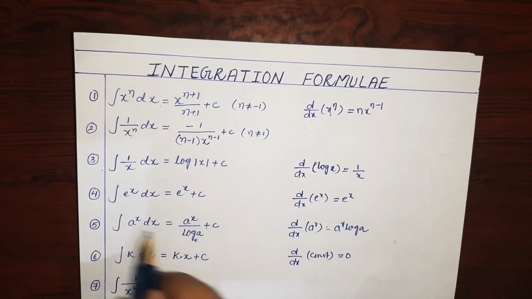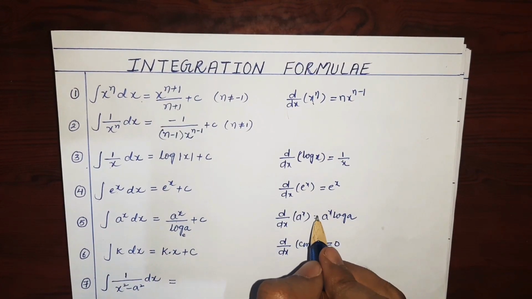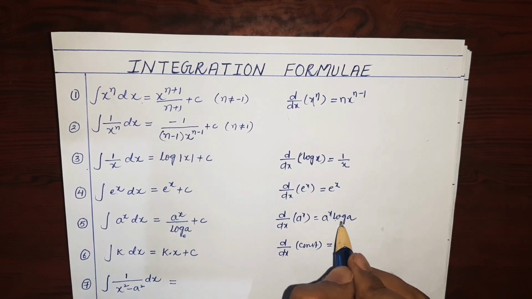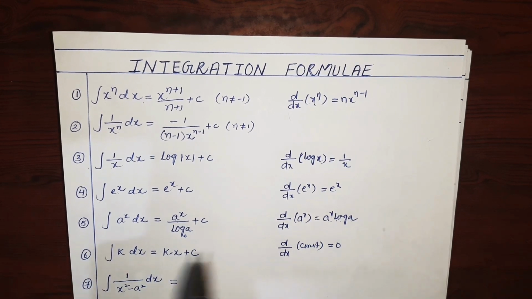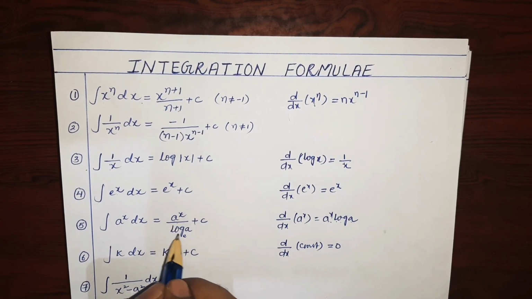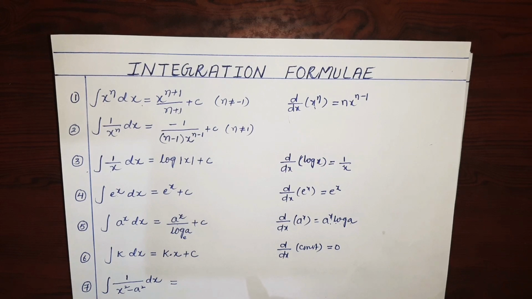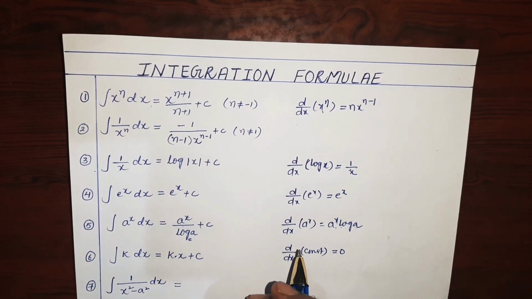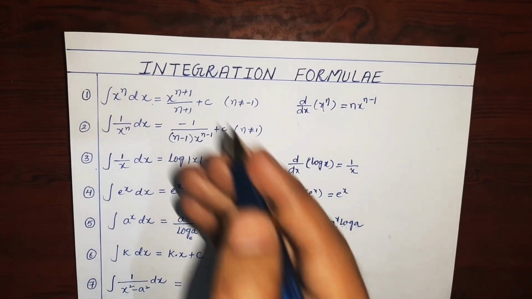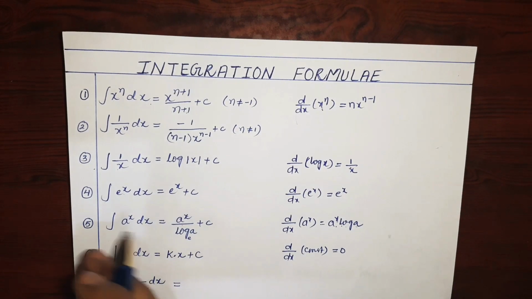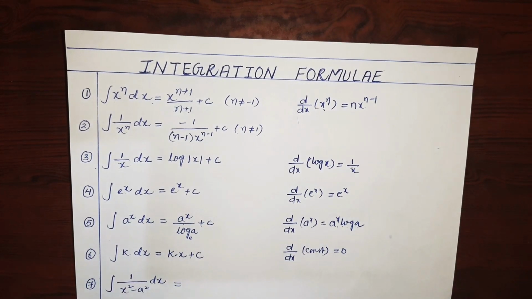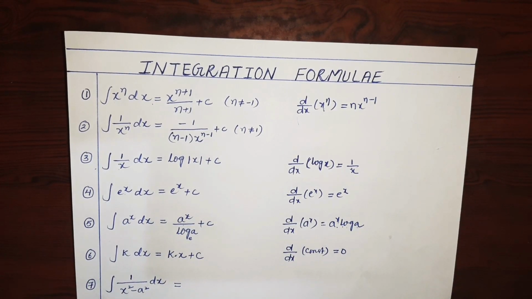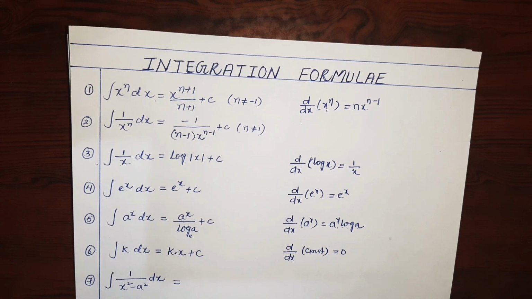In the formula of a power x, you can see here that we are writing log a in multiplication in differentiation, and in integration we are writing log a in the division, right? Because they are reverse processes of each other. So the starting 6 formulas are based on the formulas of differentiation. Now let us move towards the next formulas.